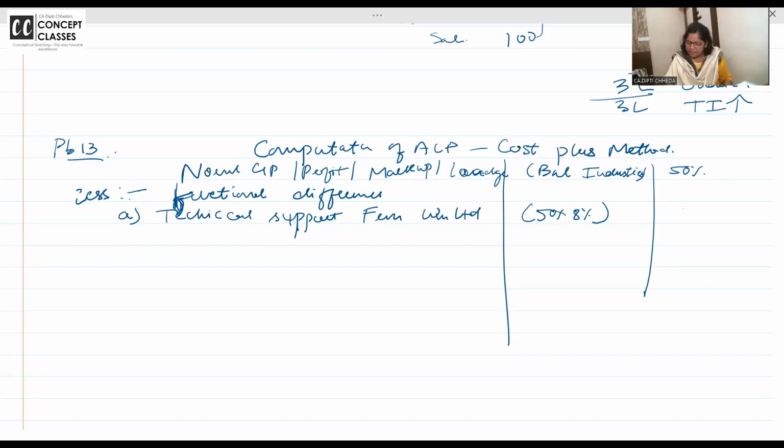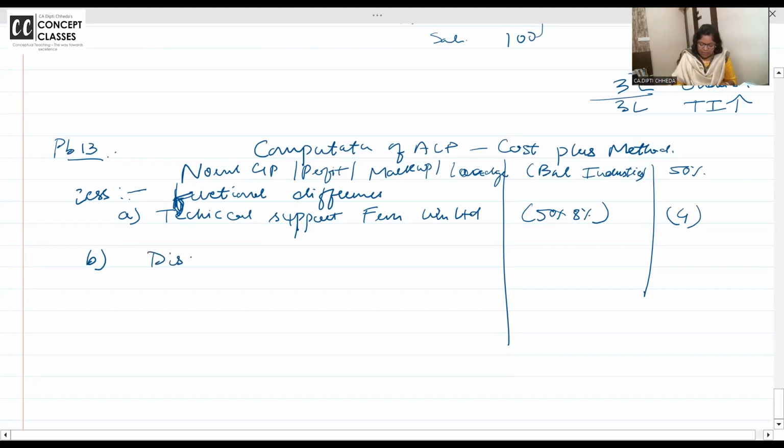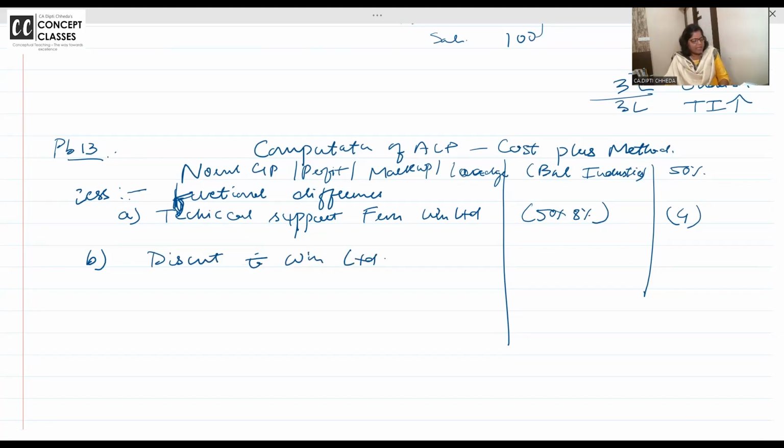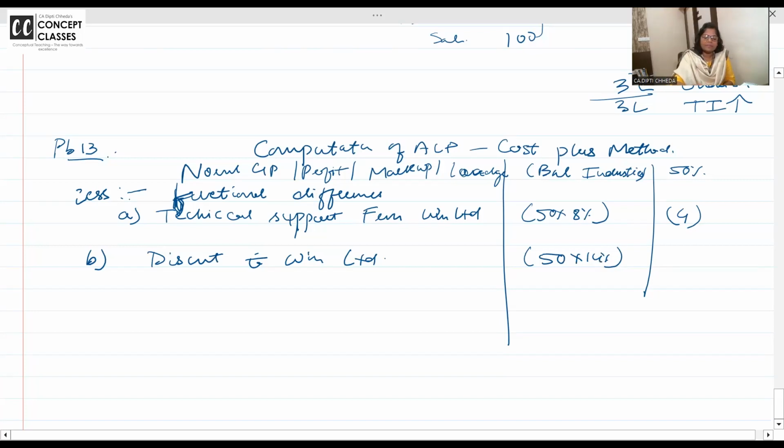8% ऑफ द जीपी. 5 8 सा तो 4 से आपका प्रॉफिट क्या हो जाएगा? कम हो जाएगा क्योंकि ये लोग तो सपोर्ट दे रहे हैं. सेकेंड, विन लिमिटेड इन्वॉल्व ह्यूज नंबर ऑफ मैनास, तो हमने क्वांटिटी डिस्काउंट भी दिया. डिस्काउंट टू विन लिमिटेड. तो विन लिमिटेड को डिस्काउंट दिया तो हमारा जीपी फिर कम हो जाएगा 14% से. 50 का 14% कितना? 7.